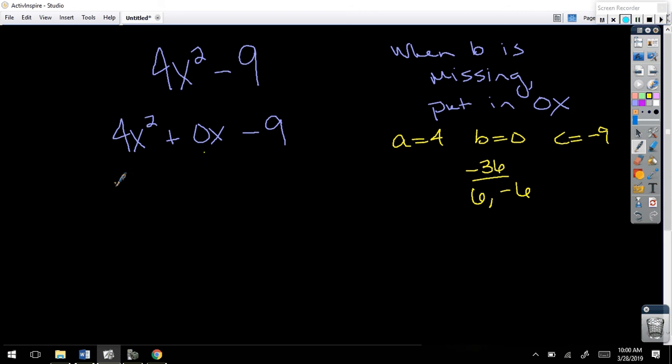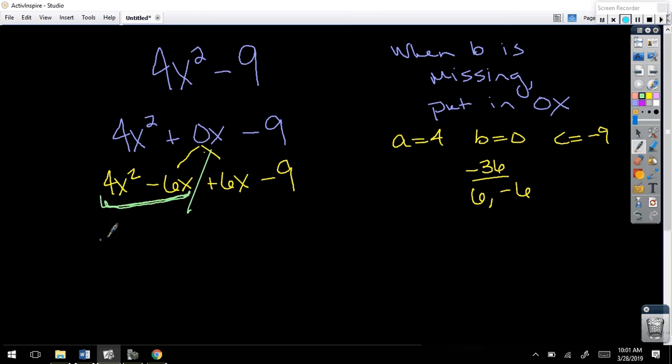So now I'm going to have 4x squared minus 6x plus 6x minus 9. Now it's the same thing I've been doing, right? So it does change a little bit. What is the GCF here? 2 what? 2x. What's left? 2x would be 2x minus 3.